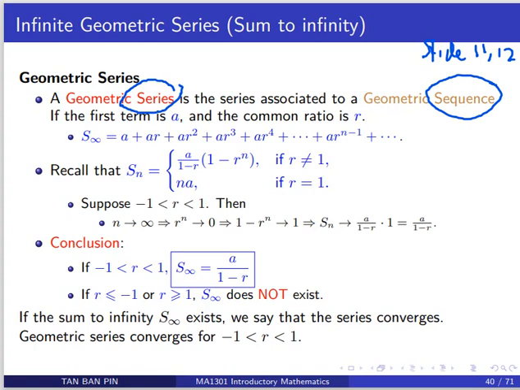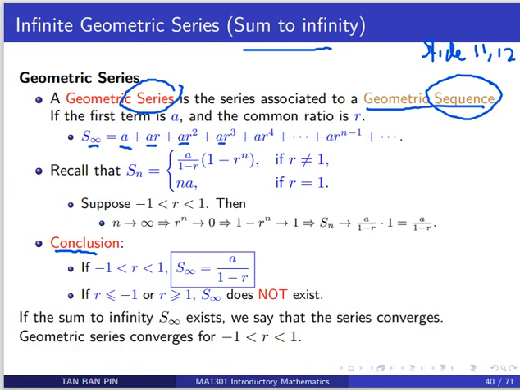Starting with a geometric sequence with terms a, ar, ar squared, ar cubed, and so on. If you add all the terms of this geometric sequence, you get a geometric series. And because you sum an infinite number of terms, we talk about sum to infinity. We are going to deduce this conclusion: sum to infinity is a over 1 minus r, if r is between minus 1 and 1.